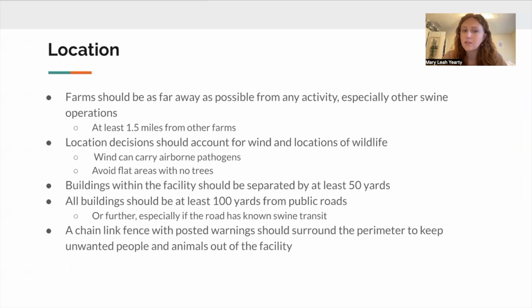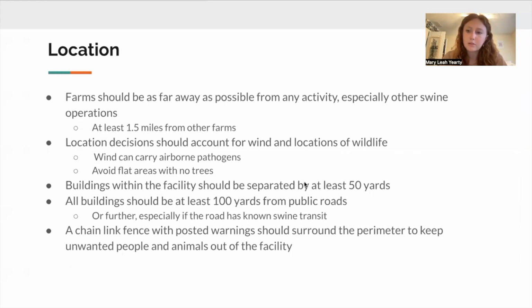Further never hurts, but this decision on a location should account for wind and locations of wildlife. Flat areas with no trees, pathogens can be carried farther by wind, as well as, if you're adjacent to a forest, you may want to move a little farther away to prevent the amount of wildlife that can come in and potentially interact with your animals.